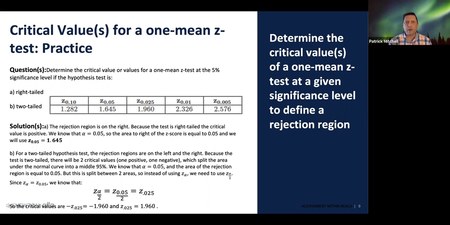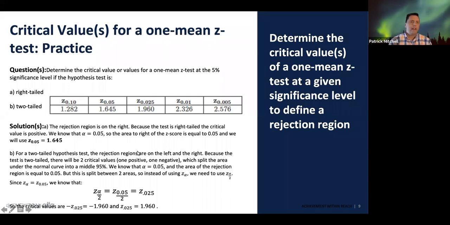The critical value is positive, so that's something we're going to have to remember when we have our left-tailed test. In a left-tailed test, the critical value is going to be negative. So the area to the right of the z-score is equal to 0.05, and again, our critical value will be 1.645.